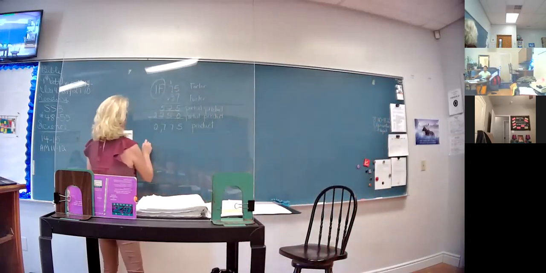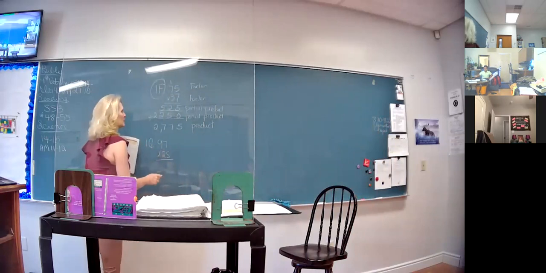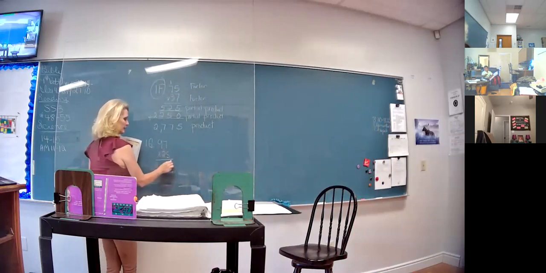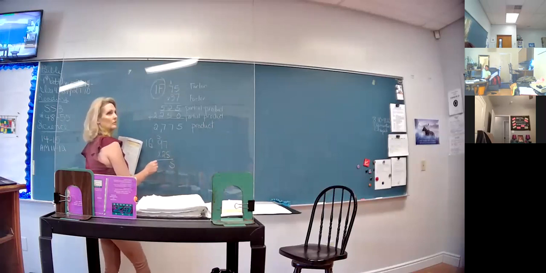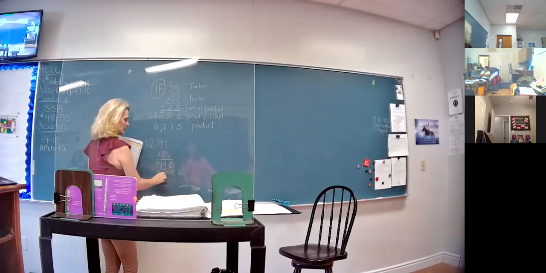Let's do 1G. Let's see, was it 97? Okay. So 5 times 7 is? 35. Carry your 3. 5 times 9 is? Plus 3. I don't want to hear the same person answering everything, guys, or I'll start calling names. 2 times 7 is? 14. Good. 2 times 9? 18 plus 1 is?